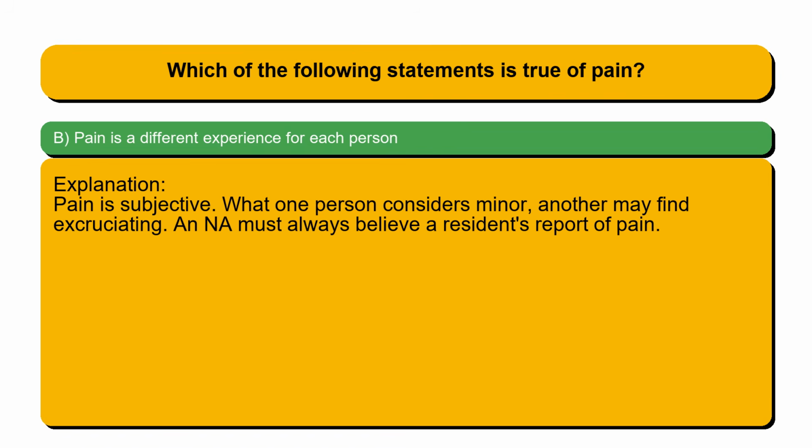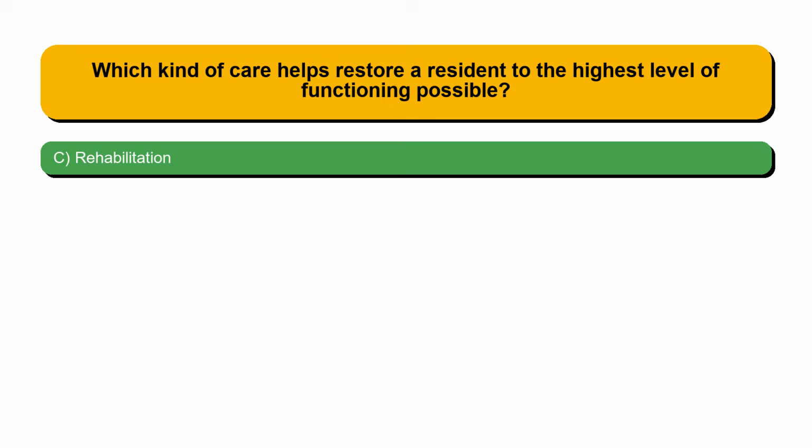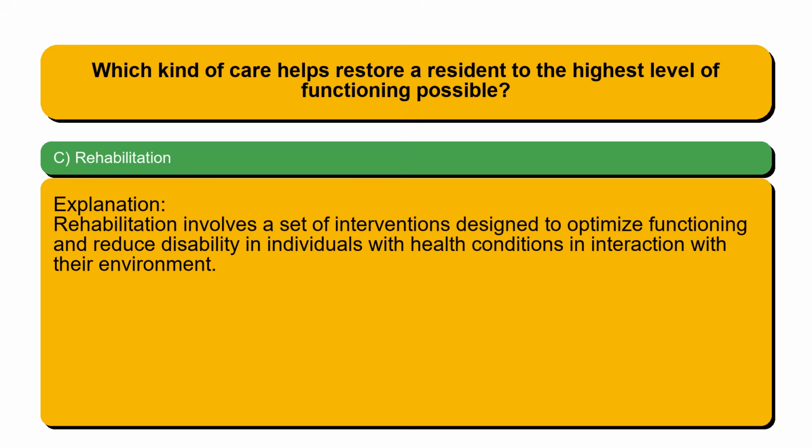Question 84. Which kind of care helps restore a resident to the highest level of functioning possible? Option A, hospice care. Option B, palliative care. Option C, rehabilitation. Option D, acute care. The correct answer is option C, rehabilitation. Rehabilitation involves a set of interventions designed to optimize functioning and reduce disability in individuals with health conditions in interaction with their environment.